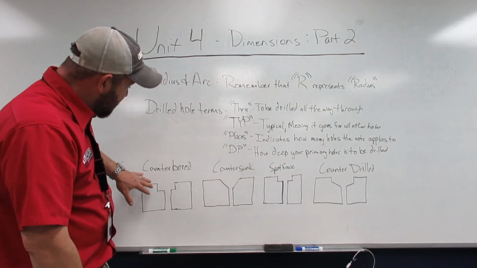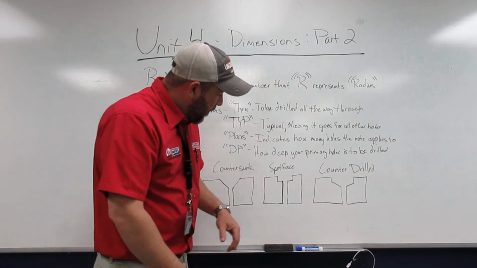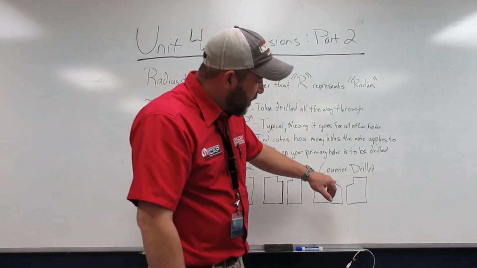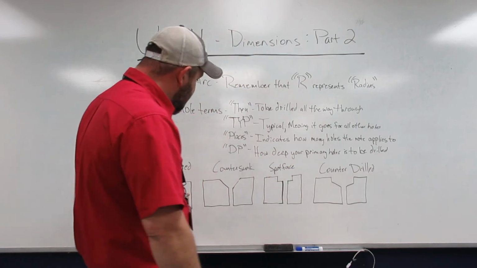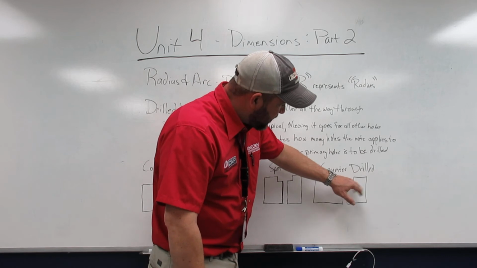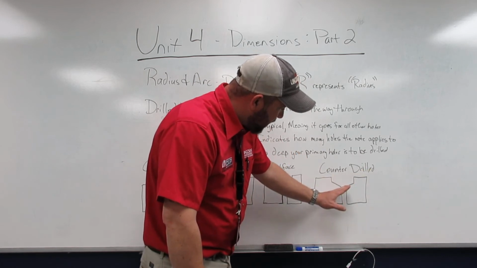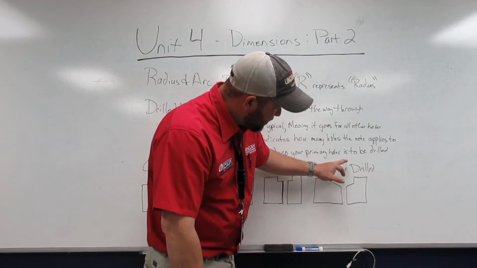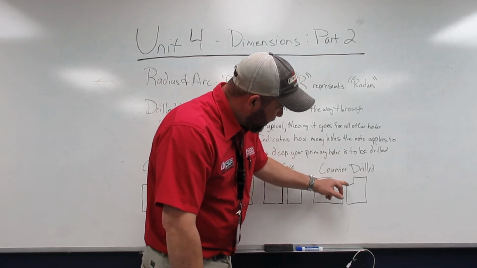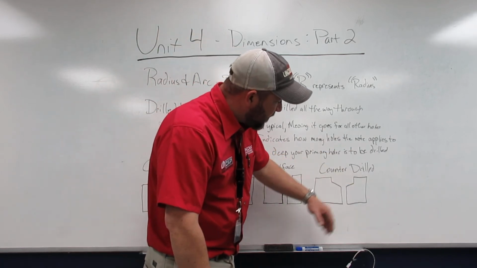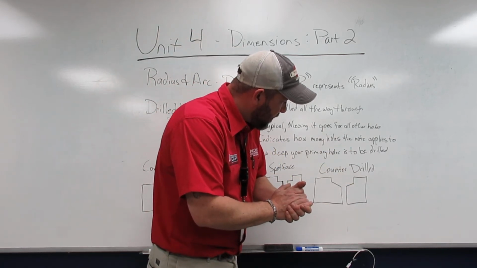Spot face is almost identical to counterbored, so you're going to drill all the way through and go so deep. Counter drilled is kind of like a combination of counterbored and countersunk, because you have the edge, then you have a tapered edge for the head, and this is going to be for your threads. So you drill all the way through, and then it's indicated by DP, you go so deep into your plate to get that counter drilled effect.